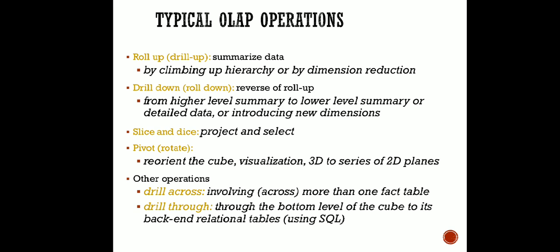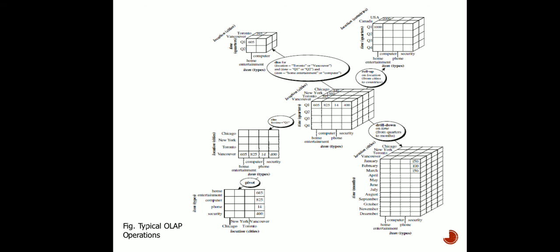These are the typical OLAP operations available: roll up, drill down, slice, pivot, drill across, drill through. But I am not going to explain this in this slide, rather I will explain it with the help of an example. If you find any difficulty in understanding this, please pause the video here and zoom in. Otherwise, without zooming, you may face difficulty in understanding, because it is very difficult to take a screenshot of this page and fit it in one page.